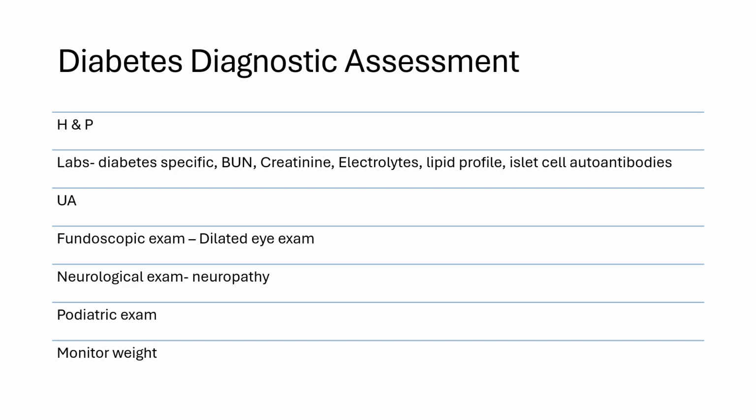A fundoscopic exam is a comprehensive exam that checks for eye damage caused by diabetes. We can do a neurological exam and look for neuropathy, especially in the lower extremities, so we're really looking at the lower ankles, feet, those areas. We can have a podiatrist look at their feet and do an exam that way. And then, of course, we're going to monitor weight. What is it like now? Have they lost weight? Have they gained weight? Those are going to be some of our diagnostic assessments.